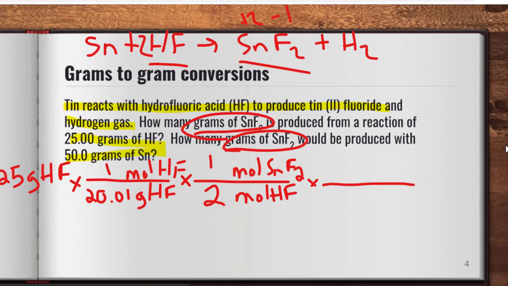And we need one more step here. We're going to convert that to grams. Again, anytime we convert to grams, moles is always 1. And now we just need to figure out the molar mass of SnF2, and we find that information on our periodic table. The molar mass of this is 156.7.